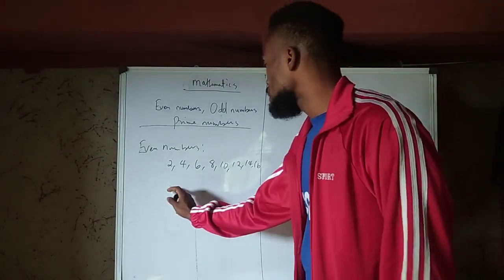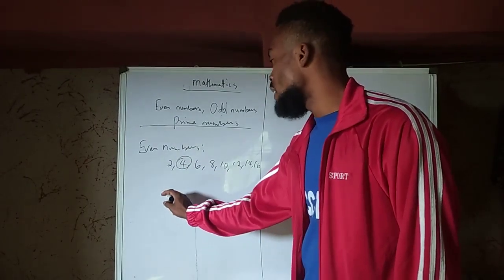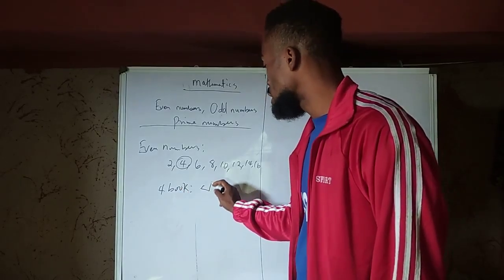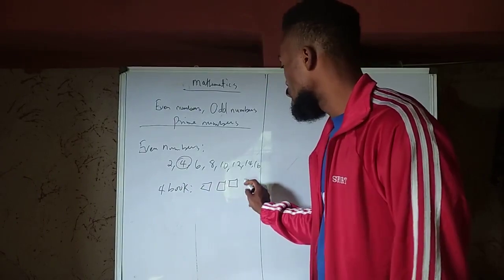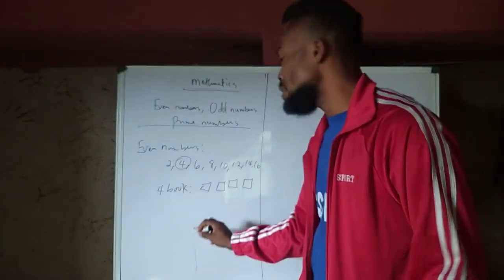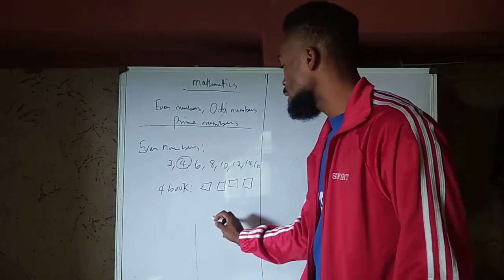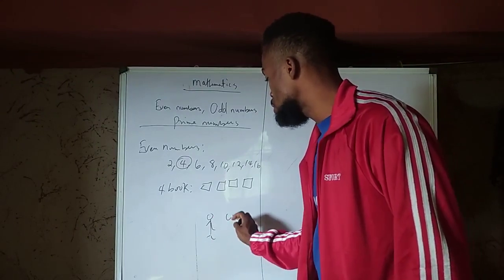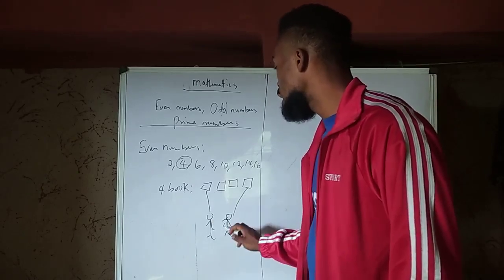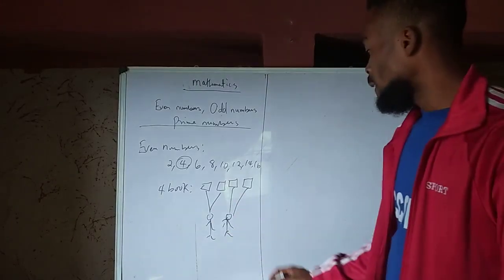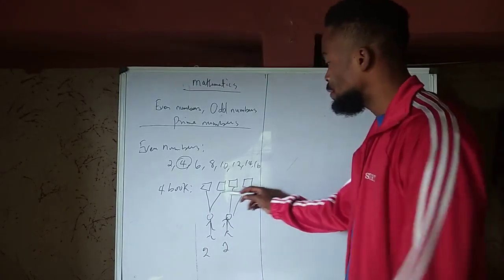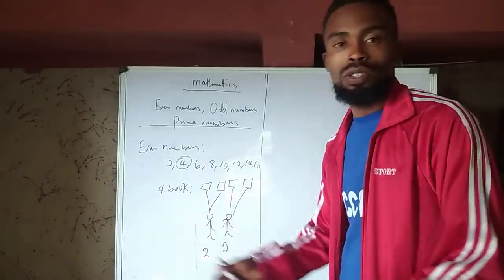This is what I mean. Let's take 4 for instance. If I have 4 books, and I'm dividing it by 2. If I share this into 2, that's what dividing means, right? This guy takes 1, this guy takes 1, this guy takes 1, this guy takes 1. At the end of the sharing, there is no remainder. All the 4 books have been split between the 2 people.